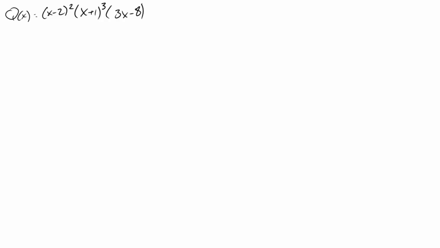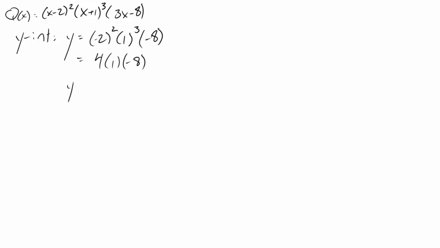So here we have the polynomial function q of x, which is equal to (x minus 2) squared times (x plus 1) cubed times (3x minus 8). And we're going to find our y-intercept by plugging a 0 in for x. So we get y equals 0 minus 2, which is negative 2, squared, times 0 plus 1, which is 1, cubed, times 3 times 0, which is 0, minus 8. It'll just be negative 8. So that gives us 4 times 1 times negative 8. So we get a y-intercept of negative 32.